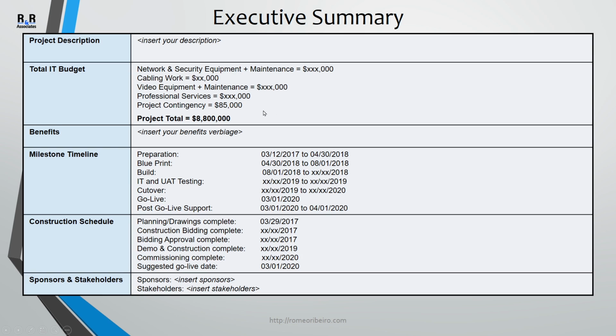In this particular example of a project, I left some numbers here and I had to remove other numbers to protect customer information, but it was an $8.8 million budget just from an IT standpoint. All the equipment and all the services, including professional services and some level of contingency, was 8.8 million. You want to also ensure that the execs are aware of the benefits of this project.